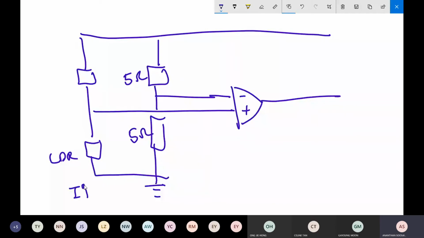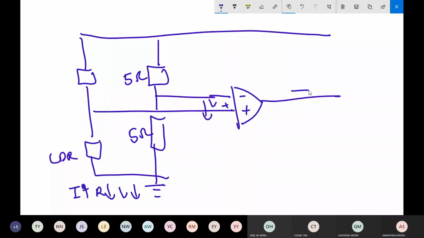So when intensity rises, the resistance of the LDR drops. The voltage across the LDR drops, so the V positive drops. Intensity rises, resistance drops, voltage across the LDR drops, so the output voltage is going to drop. So V positive is going to drop.